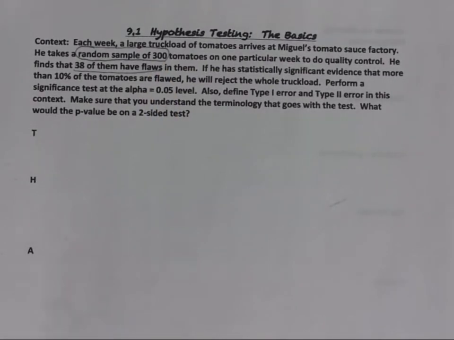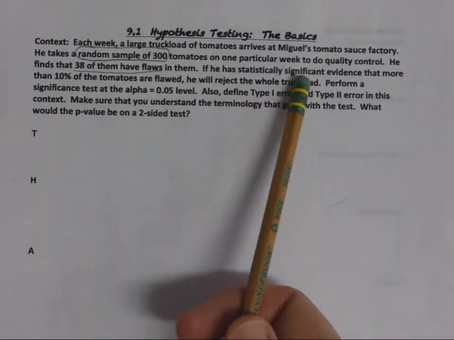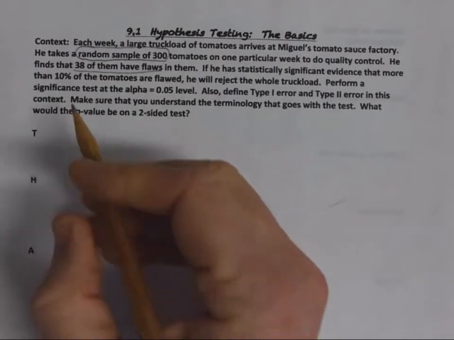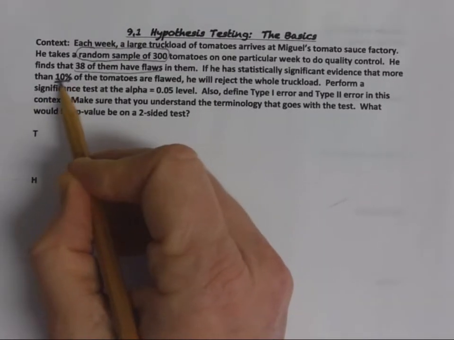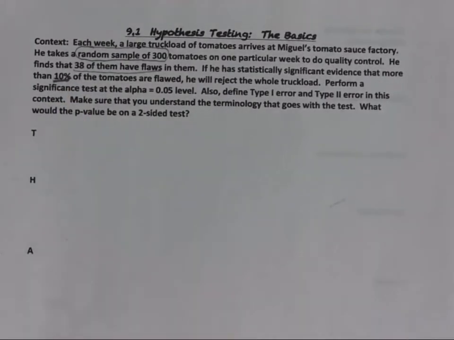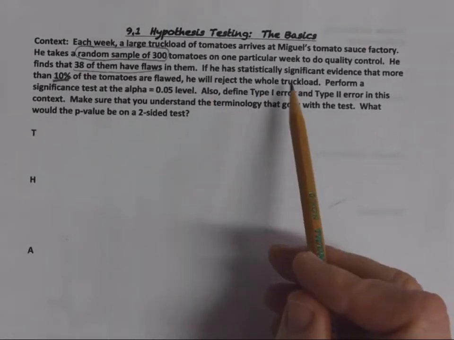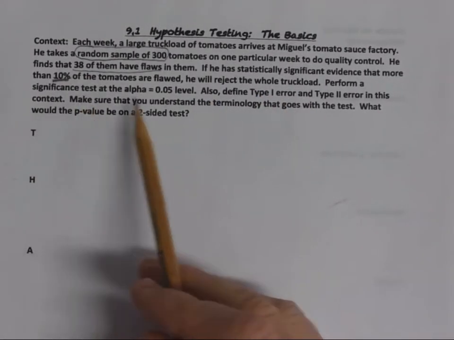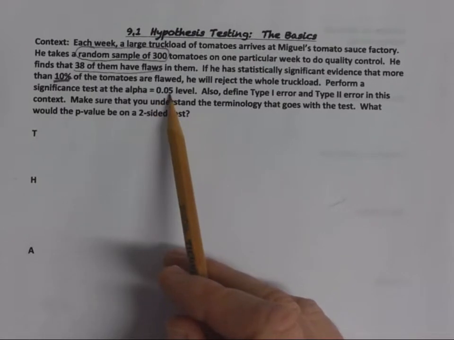It sounds like a proportion, and it doesn't look like a mean, which is going to be Section 3. If he has statistically significant evidence that more than 10%, okay, so there's our percent, which is the same thing as a proportion, more than 10% of the tomatoes are flawed, he will reject the whole truckload. Perform a significance test using alpha equal to 0.05.